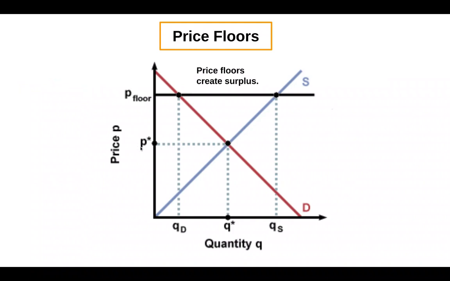So P star is our equilibrium price. The price floor is above equilibrium, so it's binding. And notice it creates a surplus. Why? Because the quantity that's going to be sold now is QD, right? It's not QS. This is how much sellers want to sell, but unfortunately, this is only how much buyers want to buy. And so sellers have to go with that quantity. And so there's a surplus here, which is that gap.